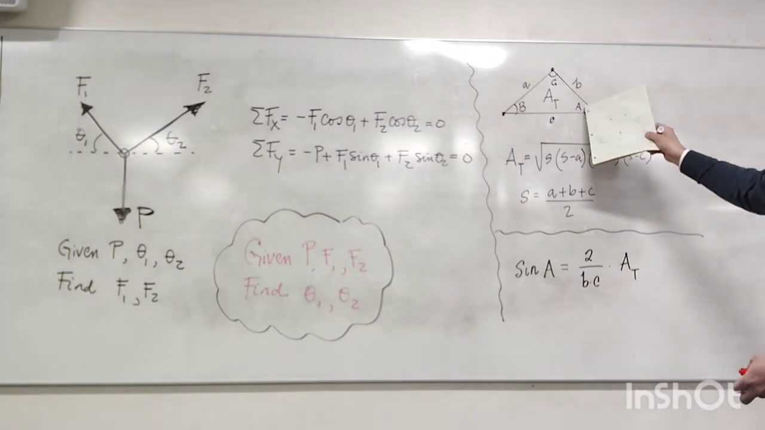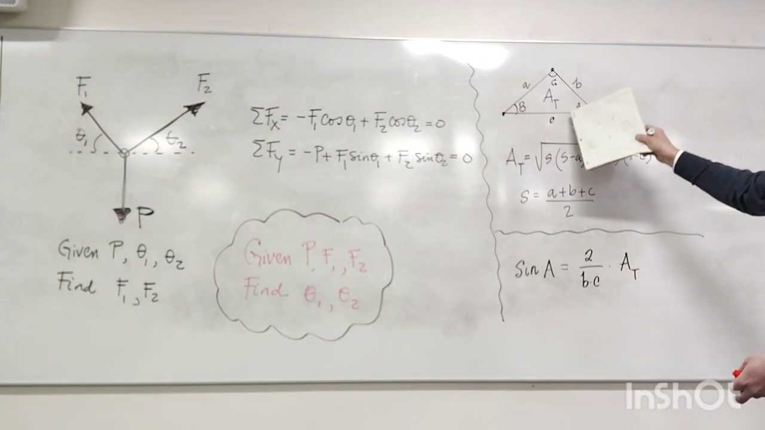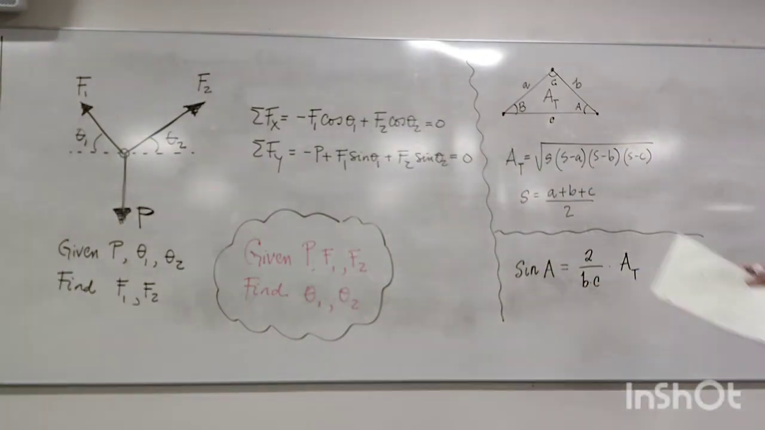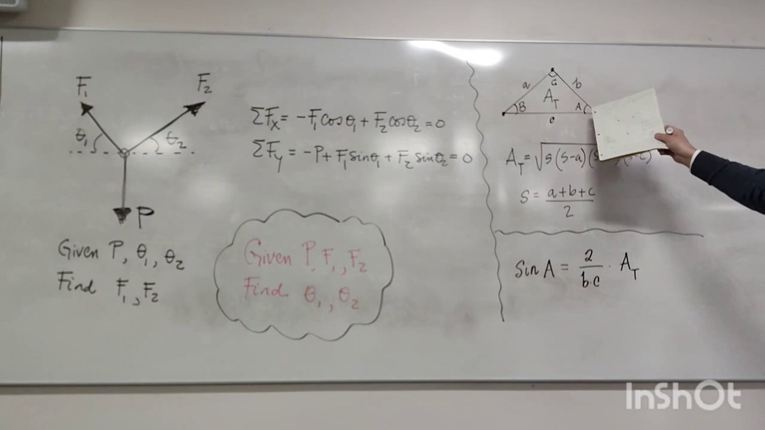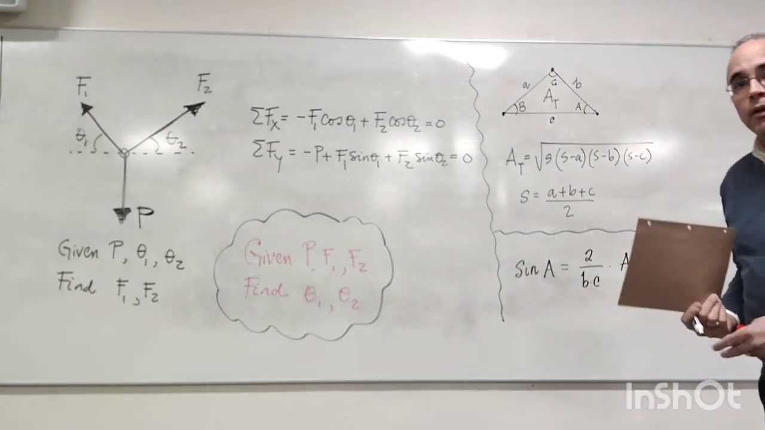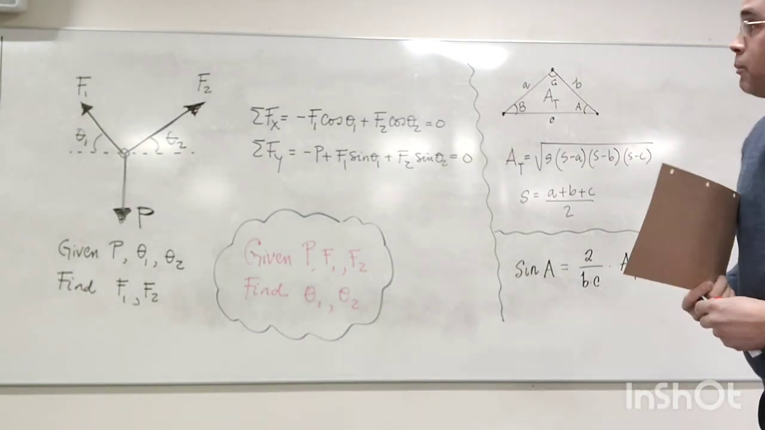The angle A is the angle between side B and C. So you get to choose what side you want to call A, B, and C, but eventually the angle A will be given by this formula right here. And you can verify this very quickly by doing any simple example.